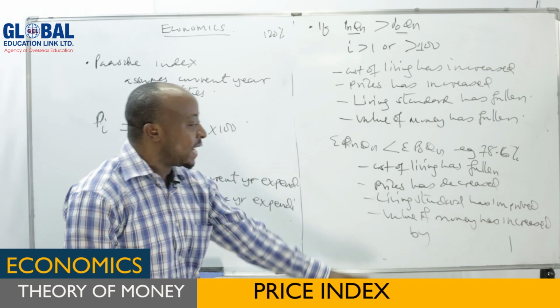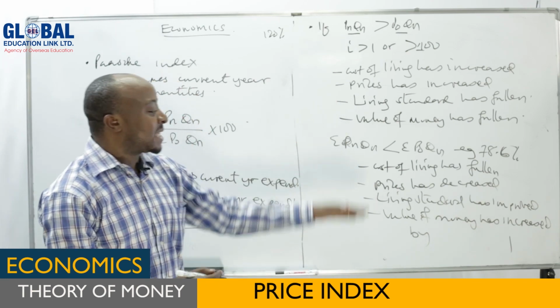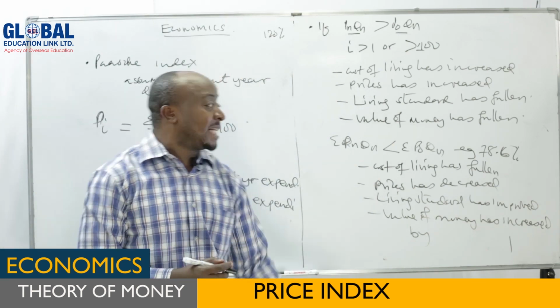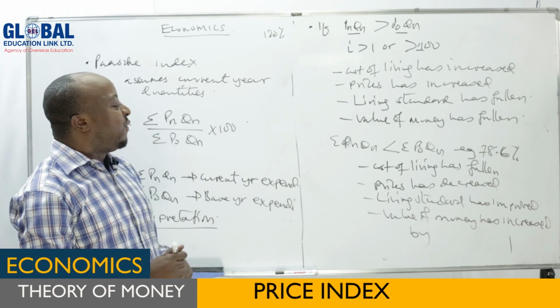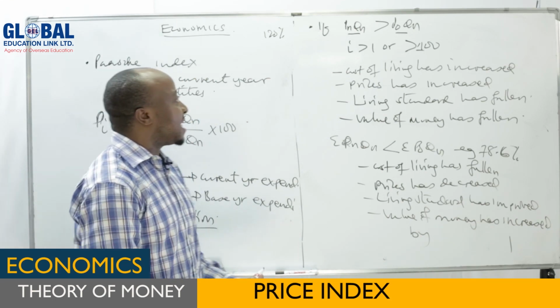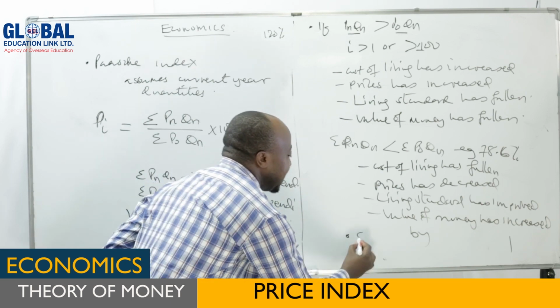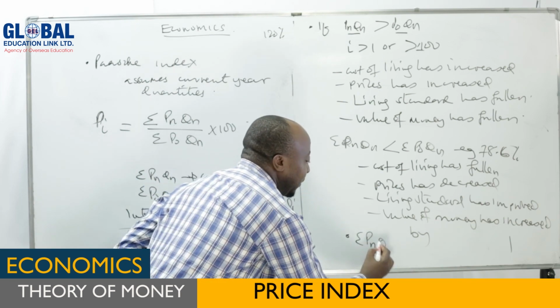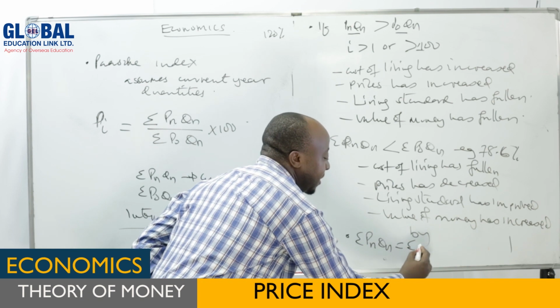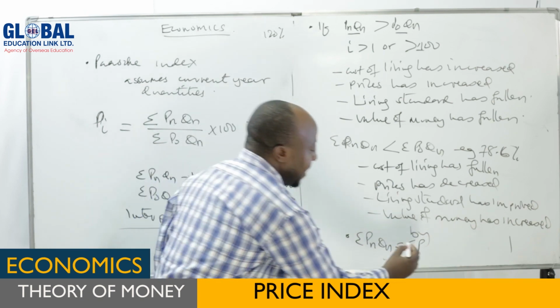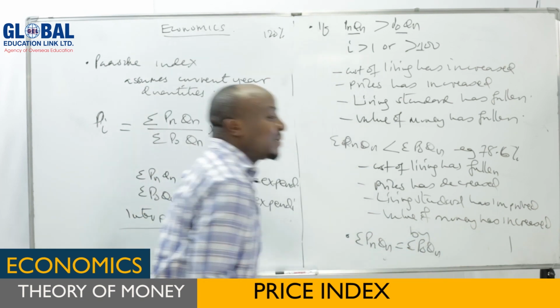Now if prices are falling, cost of living is falling, it means the value of money is increasing. That is for these two cases. Now, in the very rare case that the summation of PNQN is equal to the summation of POQN, it means the two are equal.